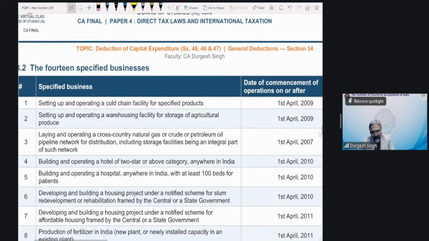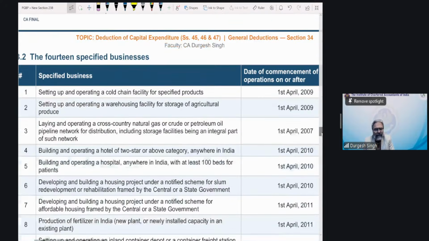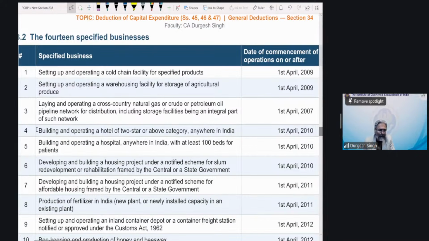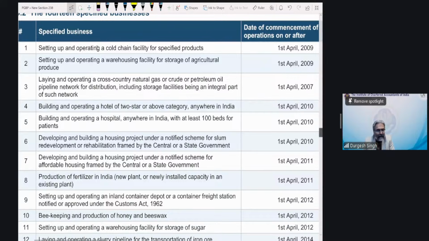Now, students, this is the list of the businesses. Obviously, you can't learn it by heart, but whenever you are traveling through section 46, at least go through it once. So what is the list? Let's quickly read it together. Setting up and operating a cold chain facility for specified products. Date of commencement is on or after 1st April 2009. Setting up and operating a warehousing facility for storage of agricultural produce. Again 1st April 2009. Laying and operating a cross-country natural gas or crude or petroleum pipeline.